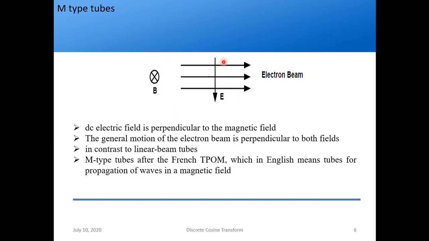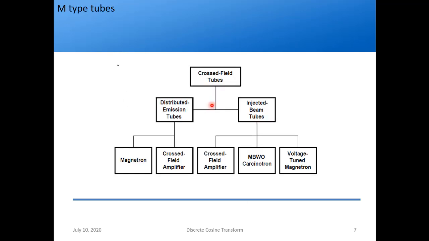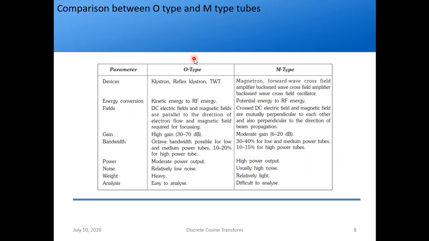Then if the electron beam is perpendicular to the electric and magnetic field, it is called an M type tube. They are also called cross beam tubes, right? So we saw this. In this we study BWO mainly and magnetron. Magnetron and BWO, today we are going to discuss these two, which are the M type tubes. So then this was the classification.